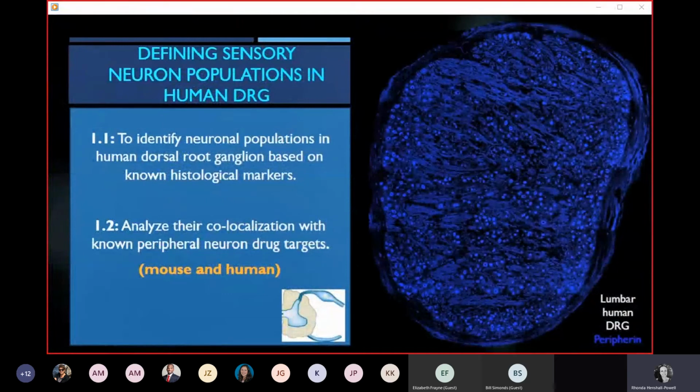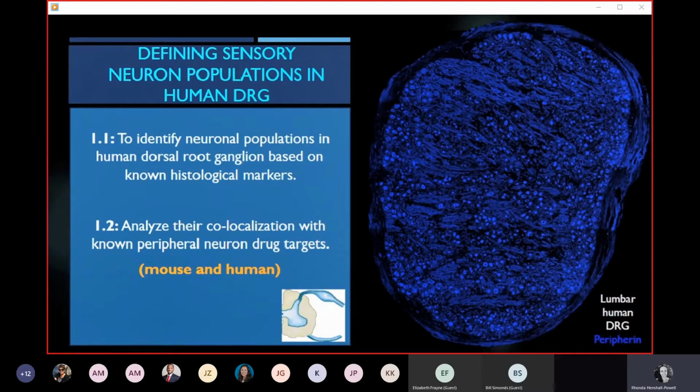So we started this project about 2 years ago in collaboration with Merck. They contracted with us to start trying to define sensory neuron subpopulations in human dorsal root ganglion, or the DRG, using RNA-scope. Our project had 2 sub-aims. The first part was to identify sensory neuron subpopulations in human DRG based on known histological markers. So I'll be going over in a few slides what these histological markers are, but these are things that are essentially known to label specific subpopulations in the rodent field. And we just wanted to know if those markers could also be applied to the human DRG.